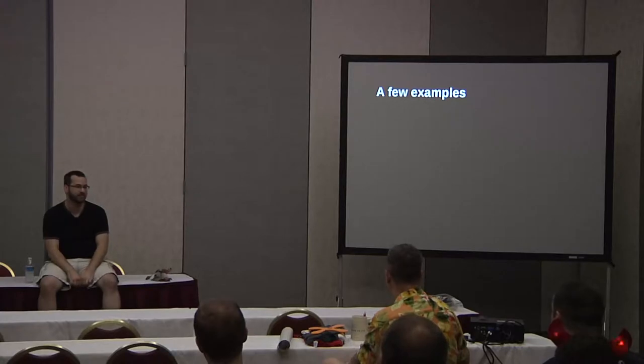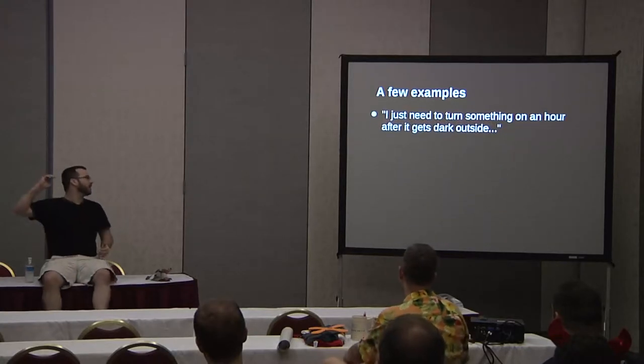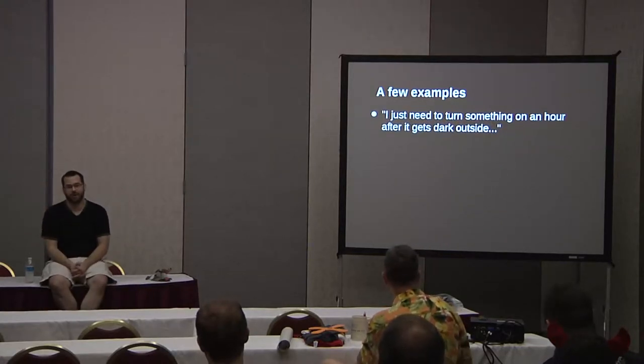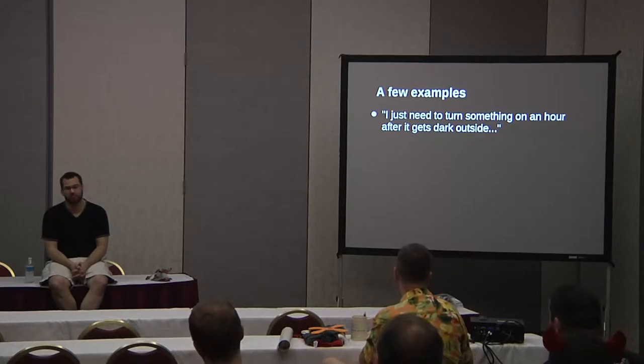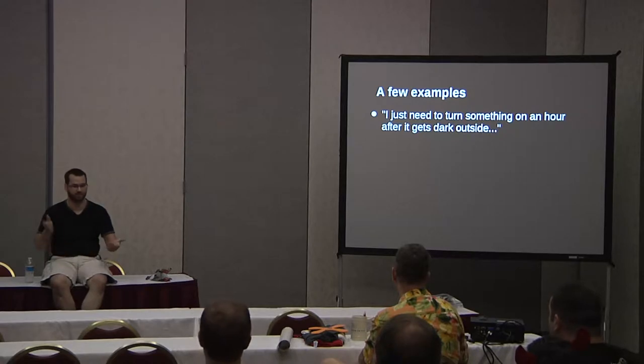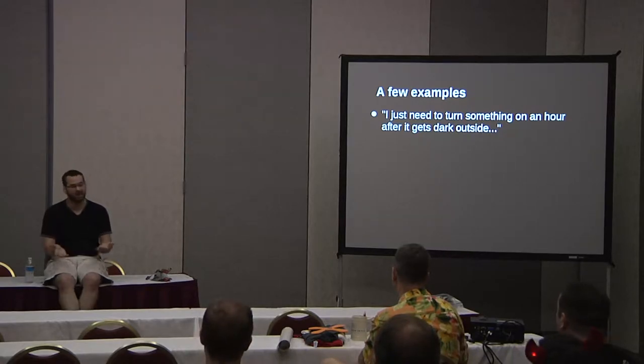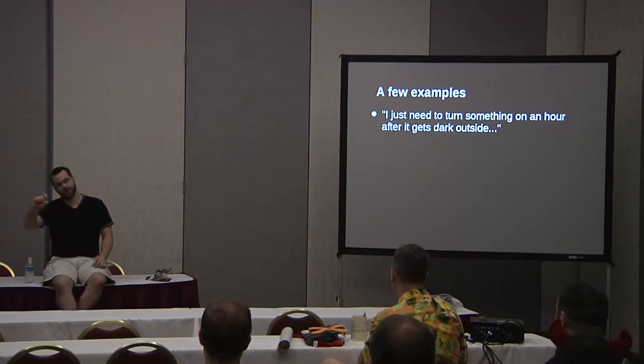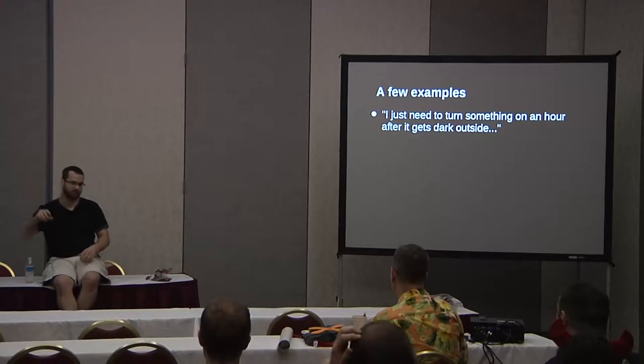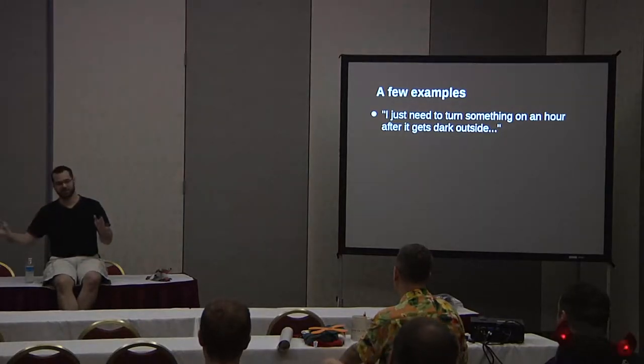So, a few examples of things that you can do for automation. You want to turn something on an hour after it gets dark. You can do that with pretty much anything you want. You can do it with transistors and timers and build something. But a lot of times it'd be really easy to write with an Arduino. You write, hey, when the analog read is less than 1 volt, wait 30 minutes and then turn the switch on. Really easy.